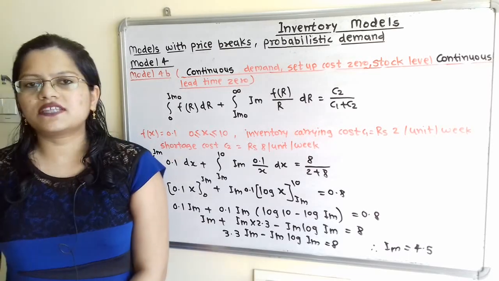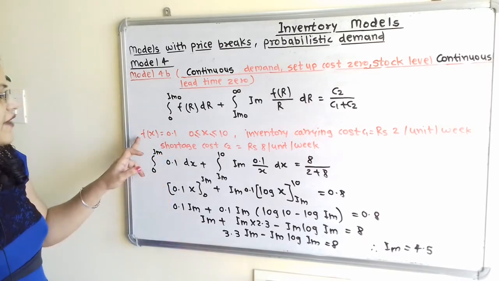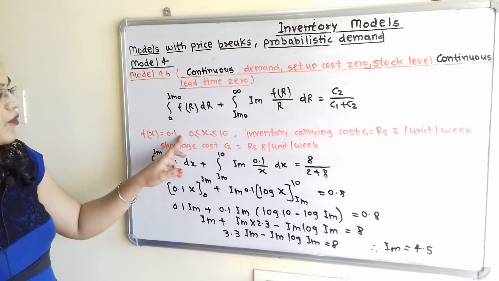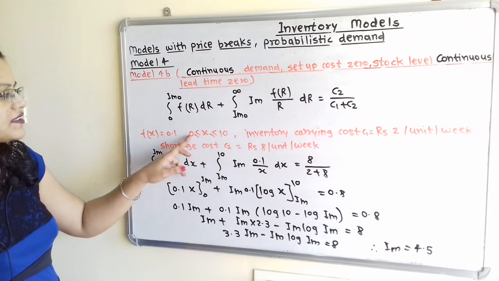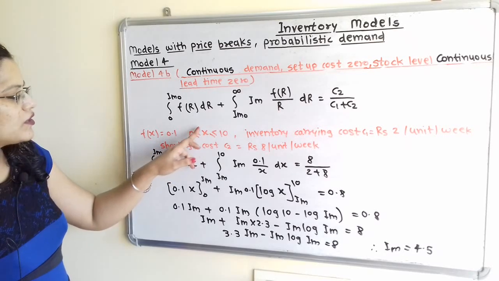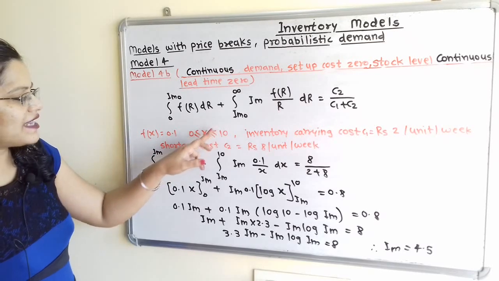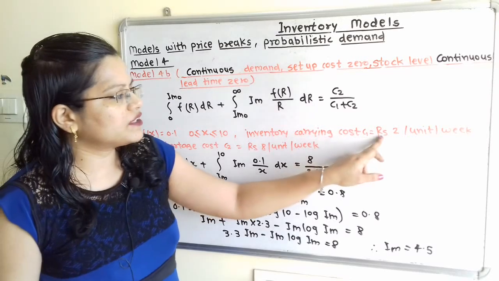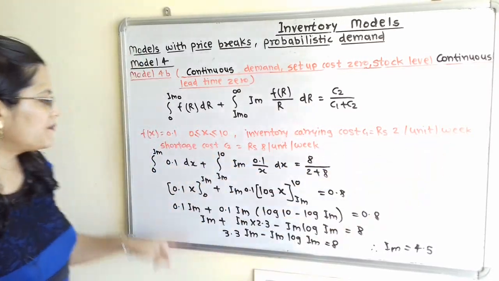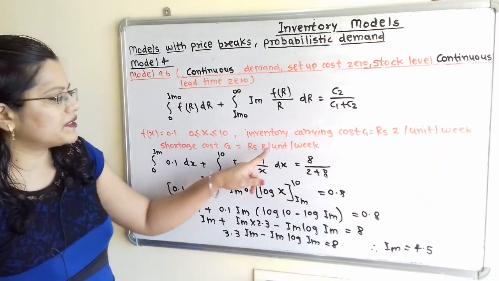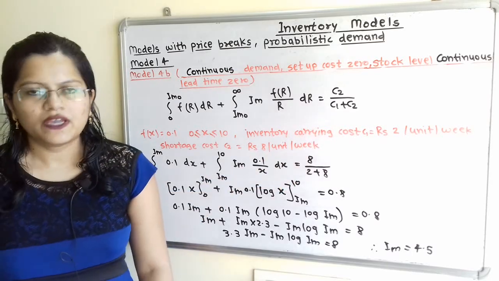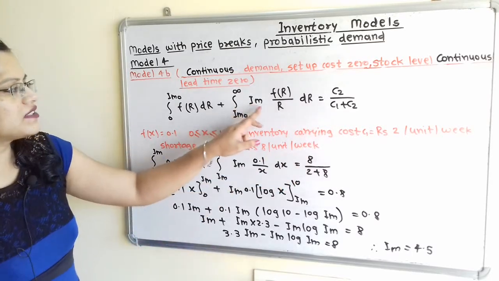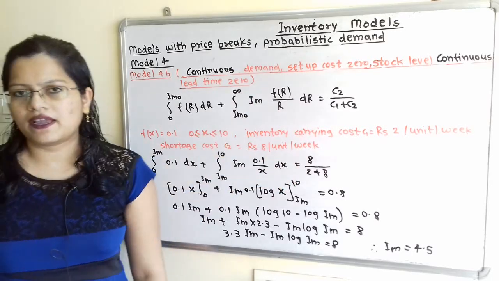Now let us understand the given data. f(x) is given as 0.1 and the range of x is between 0 less than or equal to x less than or equal to 10. Inventory carrying cost C1 is rupees 2 per unit per week. Shortage cost C2 is rupees 8 per unit per week. Now we have to find out the optimal inventory level Im.